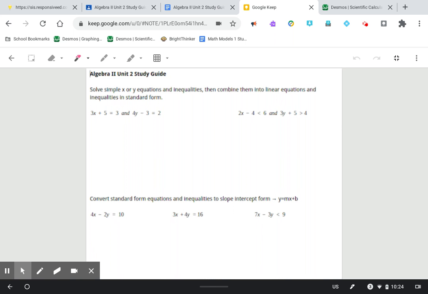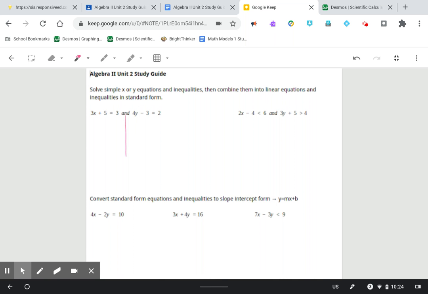First group of problems are from the beginning of the unit. This is where we are combining simple x or y equations or inequalities. We're combining them into a single equation. So if you remember, the way you do these is first thing you have to do is set both equations or inequalities equal to 0. So I'm going to work each of these out and put them equal to 0.